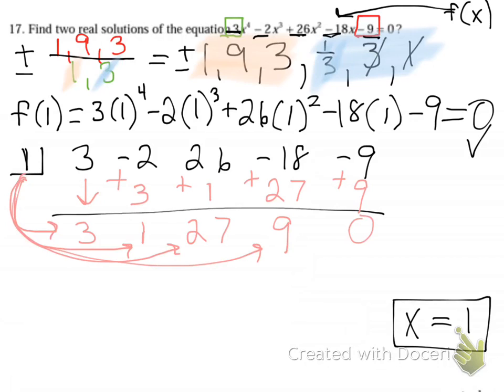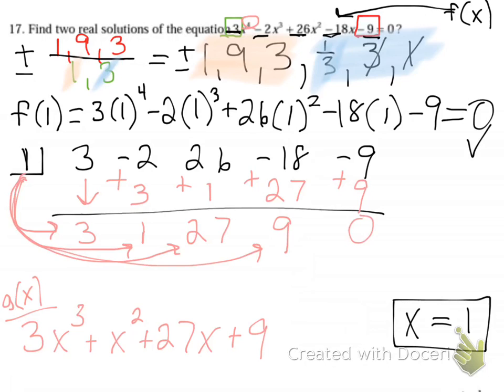Why is this helpful to me? These are now the coefficients of my new polynomial, which happens to be 3x, and the original degree was 4, so I'm going to go 1 degree less. 3x to the 3rd plus x squared plus 27x plus 9. Let's call this g of x. I am going to erase some of this, so if you need to write it down, please pause and do so.